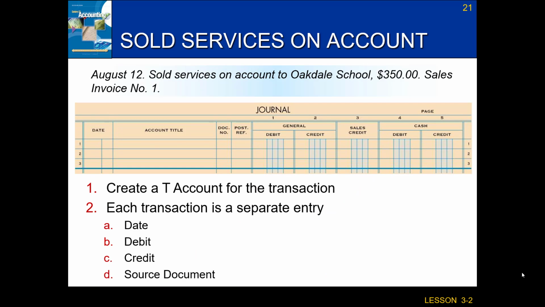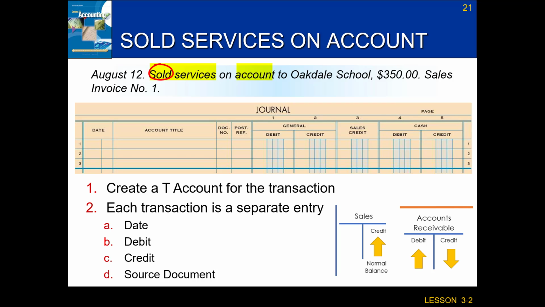Next up, on August 12th, I have sold services on account to Oakdale School for $350. So the first thing I do is I find my keyword here. It's sold services. That goes with sales. And then I've got on account, and its buddy is sold. So when I sell something, I should receive money. So I'm going to have accounts receivable.